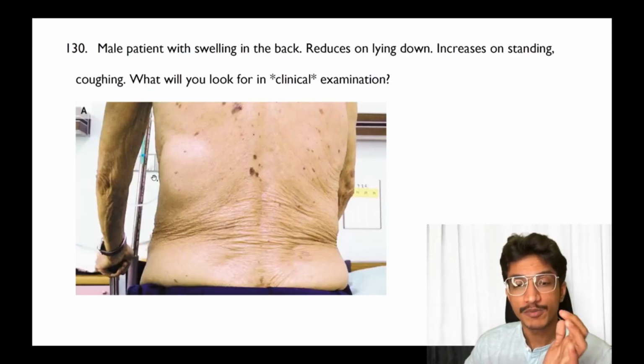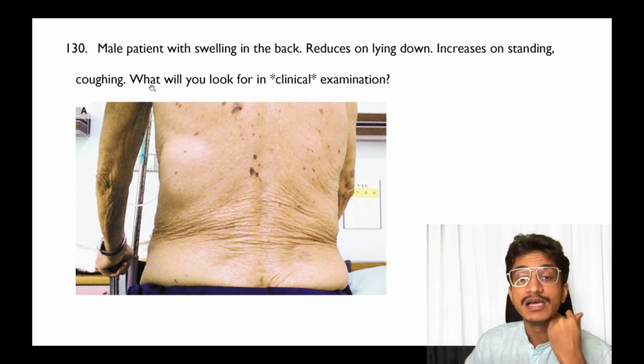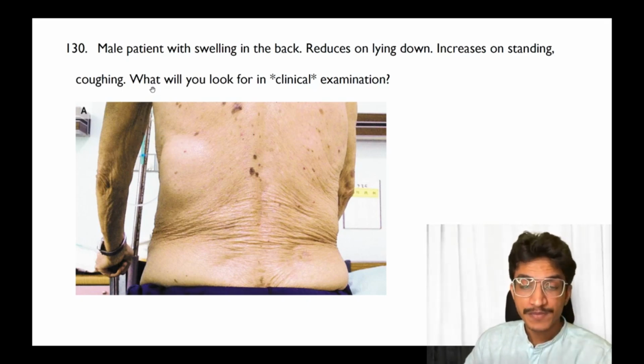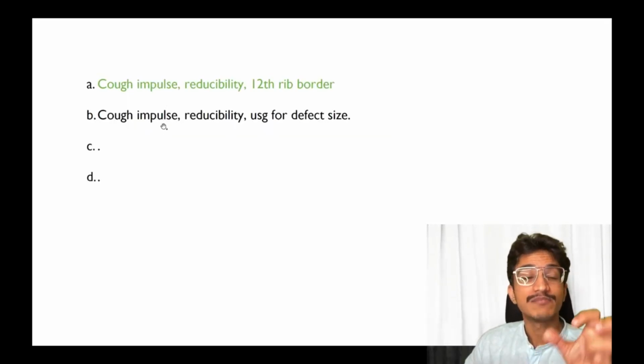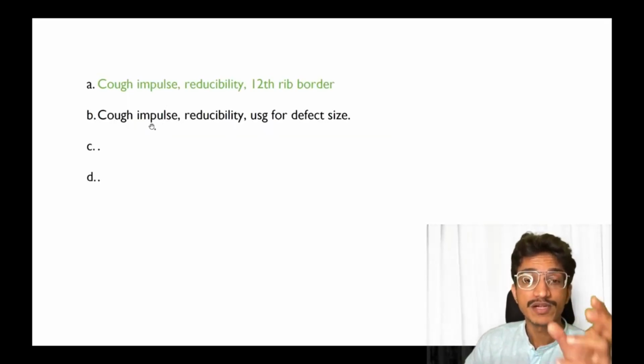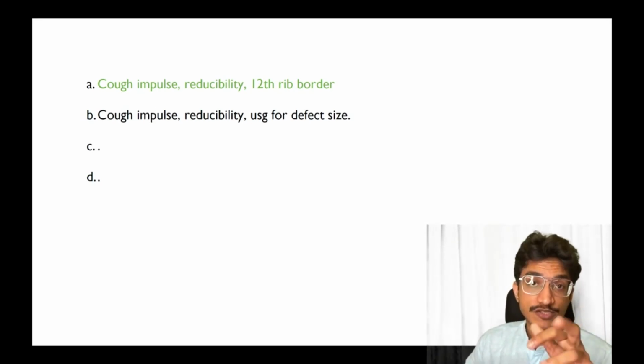That is, you do a craniotomy. Now, if this was the image with a swelling in the back, that is most likely a lumbar hernia. In clinical examination, I have not been able to get accurate options for the same. If it was cough impulse, reducibility, and the 12th rib border, I think that should be the answer if clinical examination was asked. So according to me, that should be the answer.